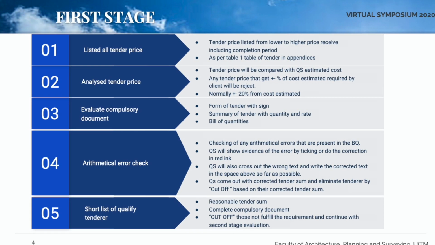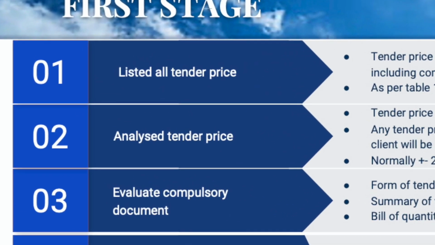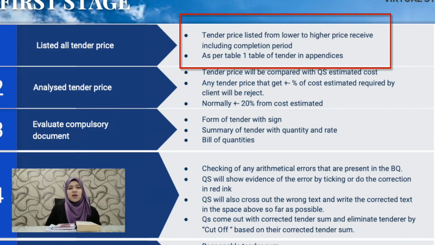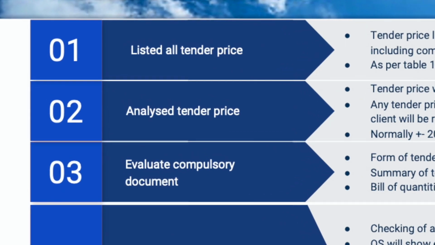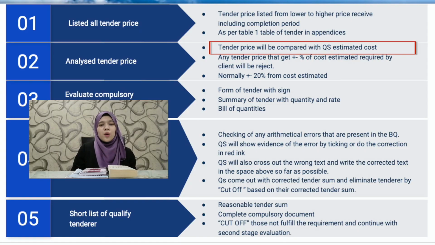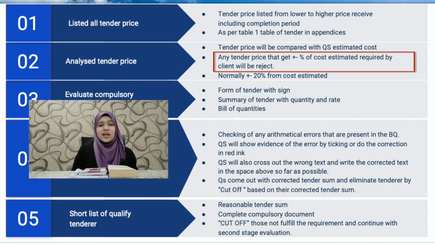The first stage starts from listing all the tender price. Tender price are listed from lower to higher price received as per this table. Secondly, QS will analyze the tender price. Tender price will be compared to the QS cost estimate. Any tender price that gets lower or higher than the plus-minus percentage of the cost estimate will be rejected.